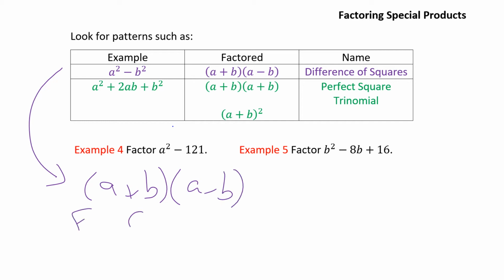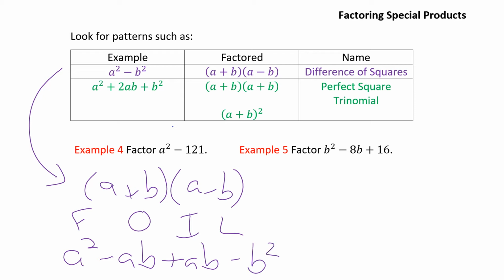If we wanted to FOIL this thing, a times a is a squared. The outsides are going to give us minus ab, the insides plus ab, and the last minus b squared. If you see that the outside and the inside terms drop out, we're left with a squared minus b squared.